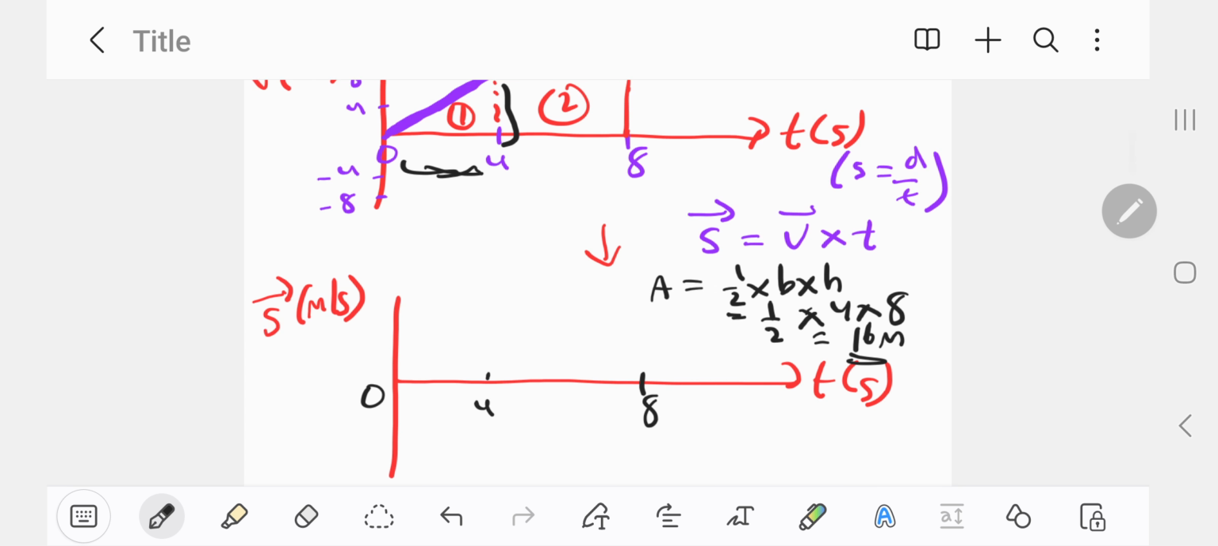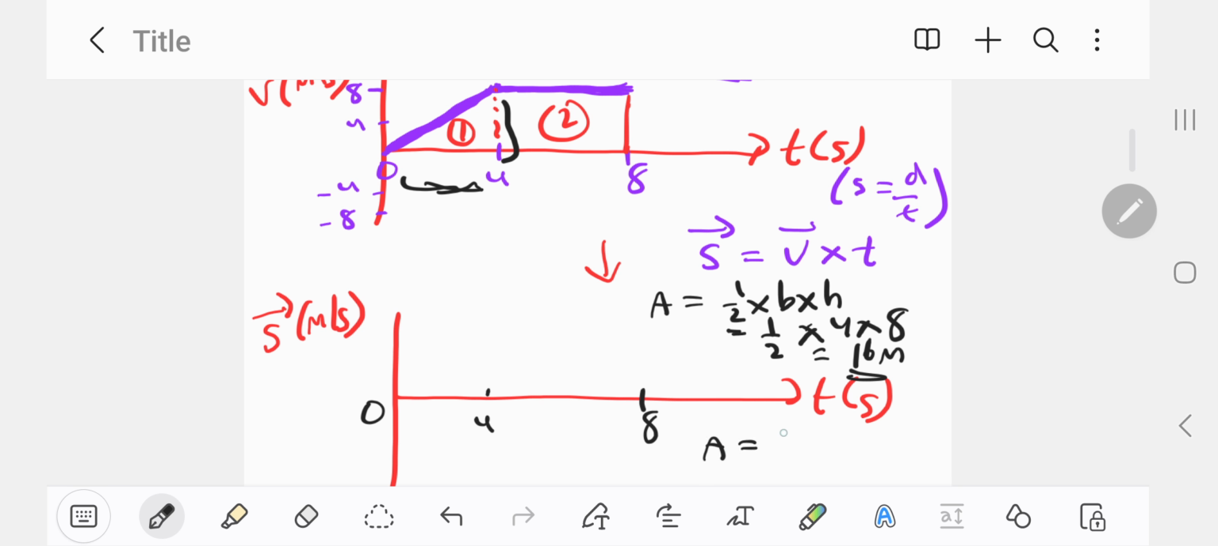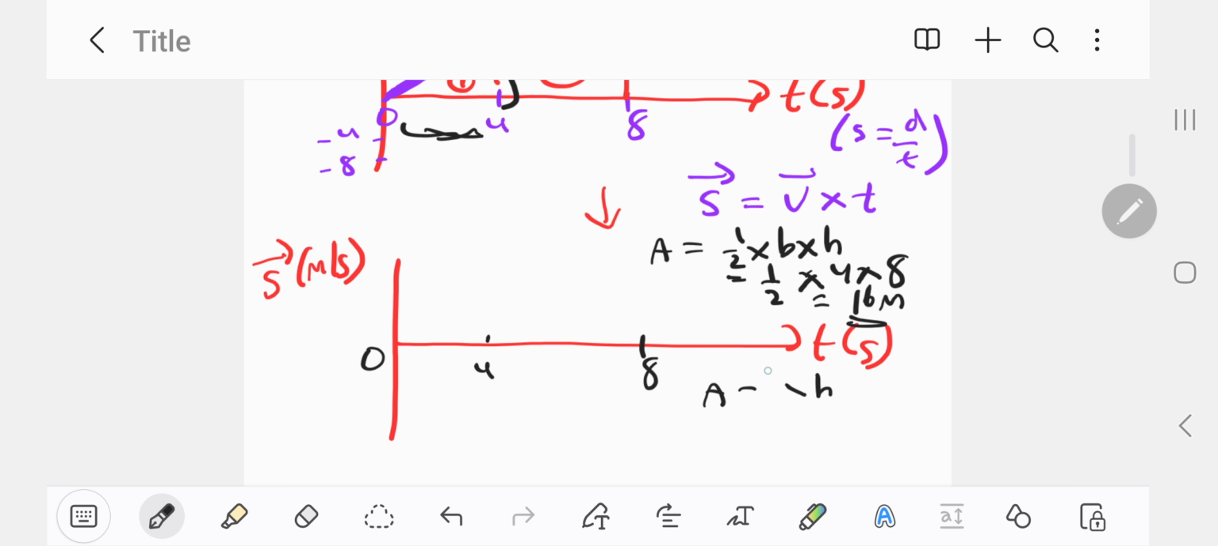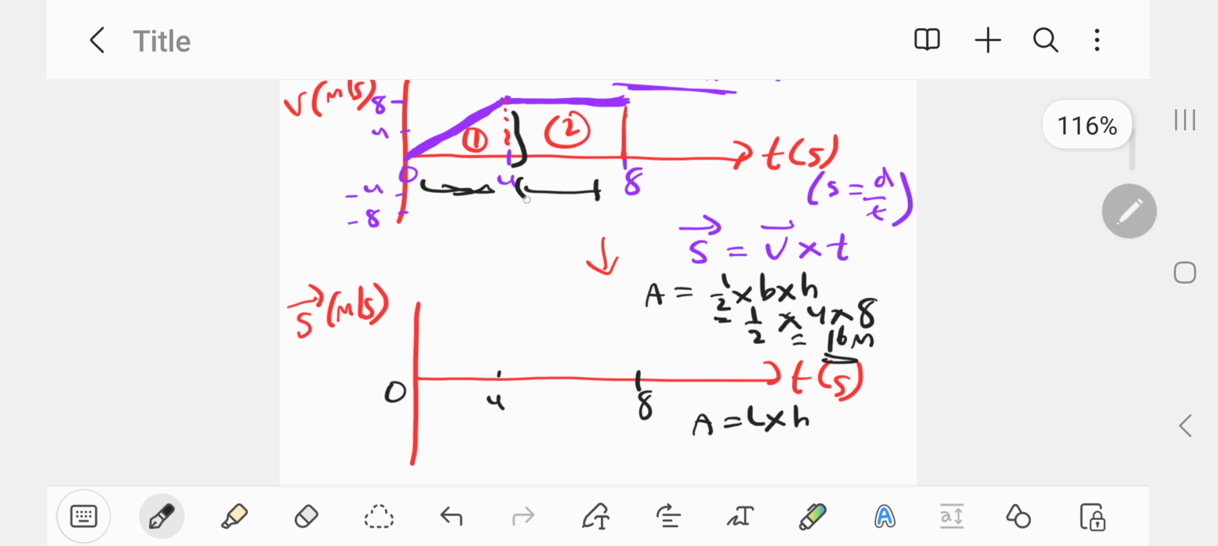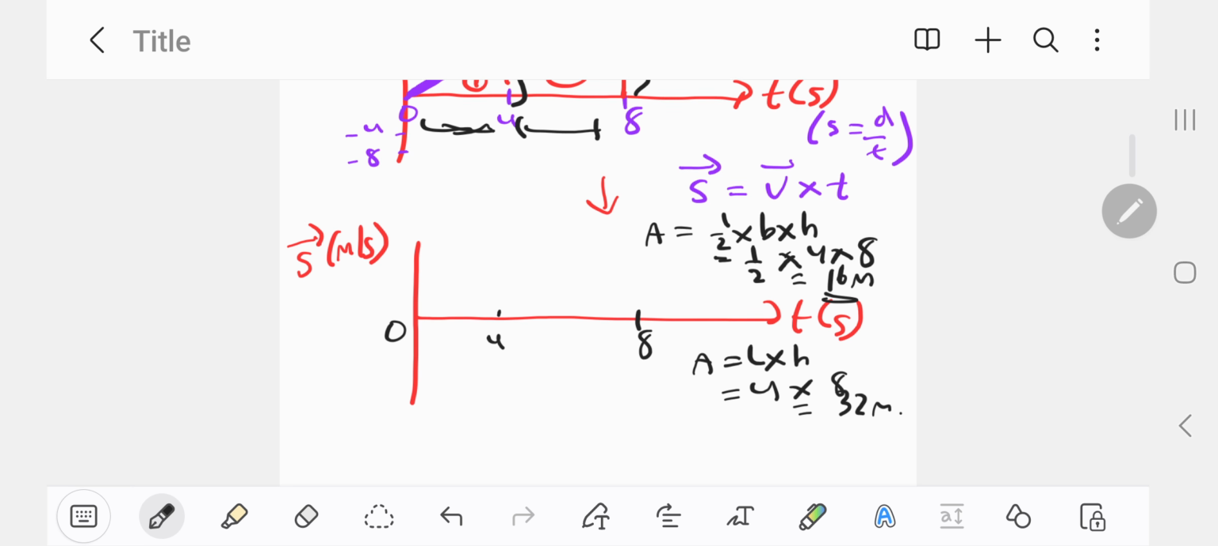And for segment 2, the area of a rectangle is just the length times breadth, length times height, in other words. I haven't graphed it yet, I want to show you why. Length here is 4 because the difference between 8 and 4 is 4. And the height is 8 up here. So 4 times 8, that's 32 meters. Now, the total displacement is 16 plus 32, which is 48 meters. That is the total displacement, the total distance traveled from your starting point to your finish point.